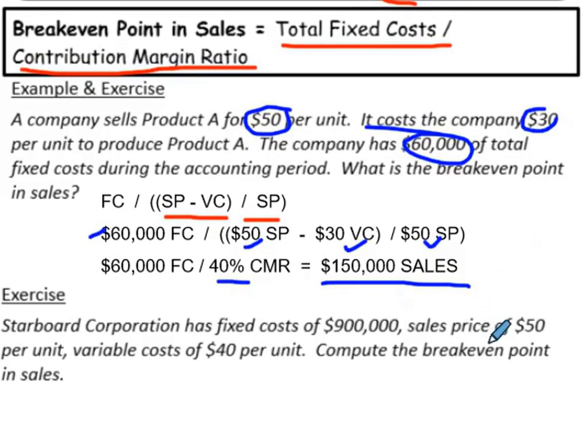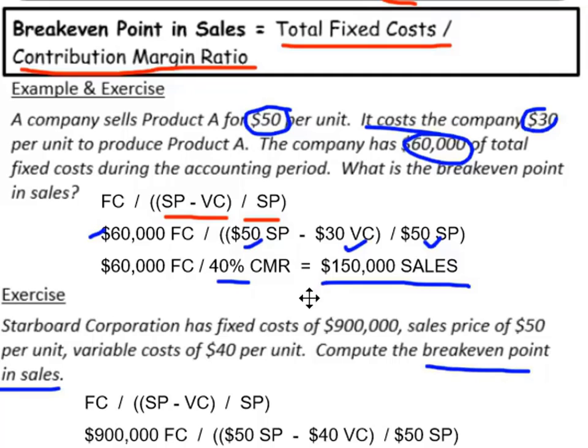Okay, now let's try one more problem in this area. So let's go on to the next problem. Starboard Corporation has fixed cost of $900,000, sales price of $50, and variable cost of $40. So in this case, again, compute the break-even point in sales. So let's take a look. Okay, now I'm going to reproduce again my break-even point in sales formula. Basically my fixed cost divided by my contribution margin ratio formula.